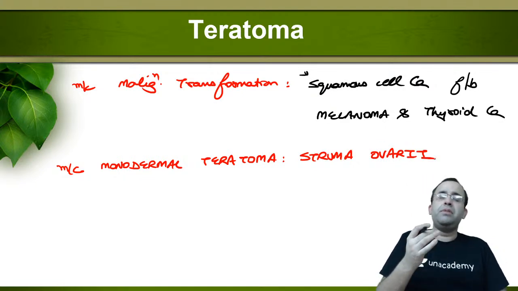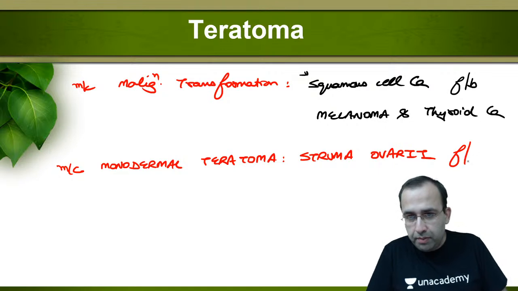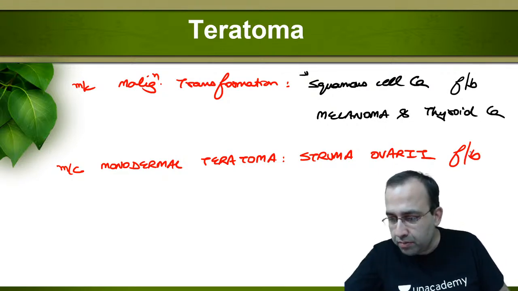Struma ovari, that is the presence of thyroid in ovary. Followed by, which is the second most common monodermal teratoma?